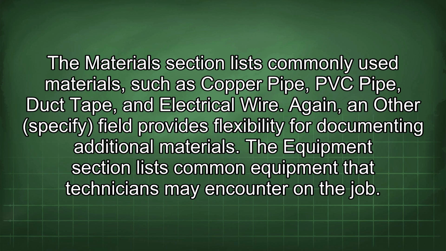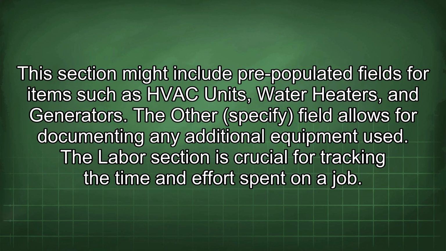The equipment section lists common equipment that technicians may encounter on the job. This section might include pre-populated fields for items such as HVAC units, water heaters, and generators. The other specify field allows for documenting any additional equipment used.